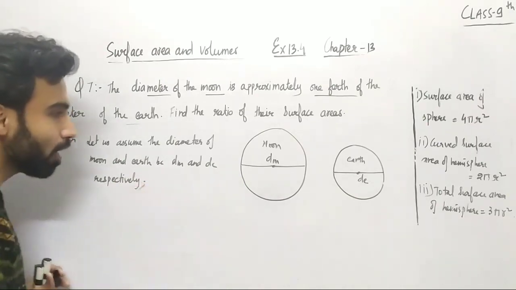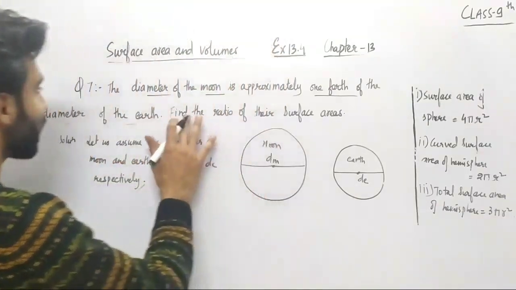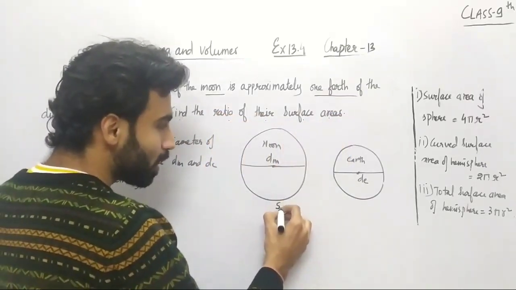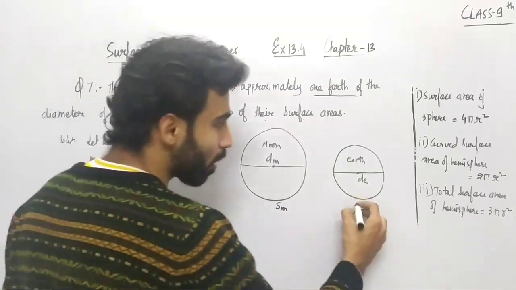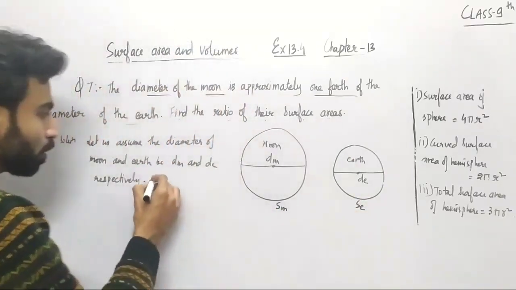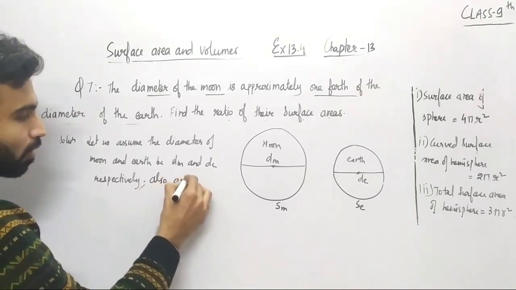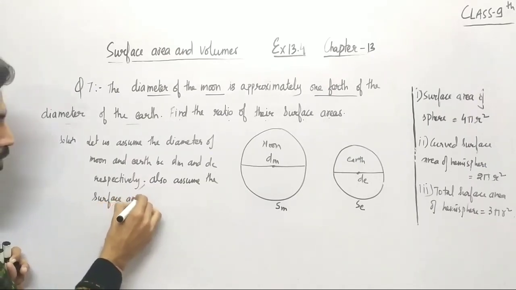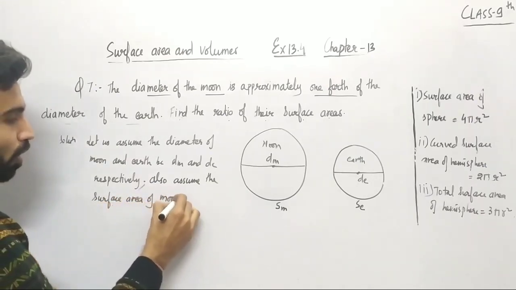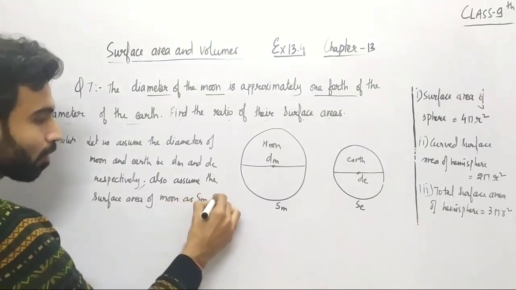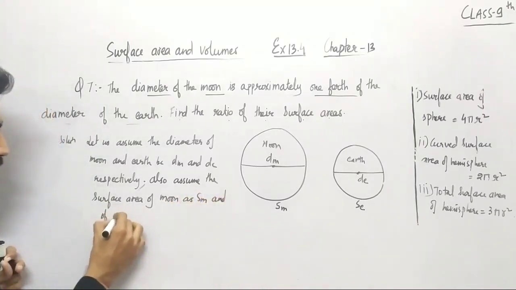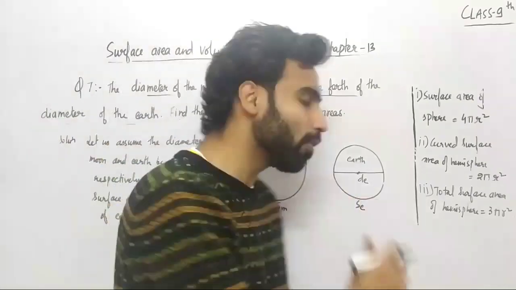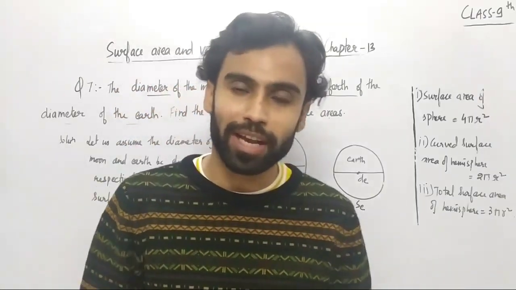right? Then further, अब मैं बताता हूं आपको, यहां पे हमें करना क्या है, we have to find the ratio of their surface area, right? So अगर मैं इसका surface area मून का क्या मान लेता हूं, sm, और अर्थ का क्या मान लेता हूं, se, right? Also you can see, assume the surface area of moon as sm and of earth as se, right? So यहां पे दोनों का सरफेस एरिया भी मैंने sm और se रिस्पेक्टिवली एज्यूम कर लिया.